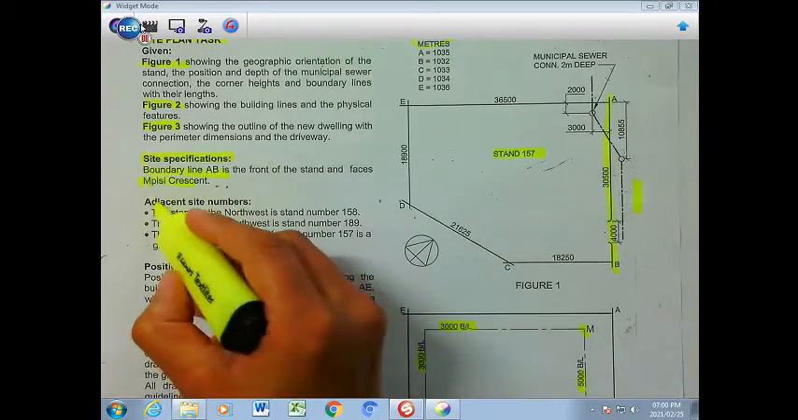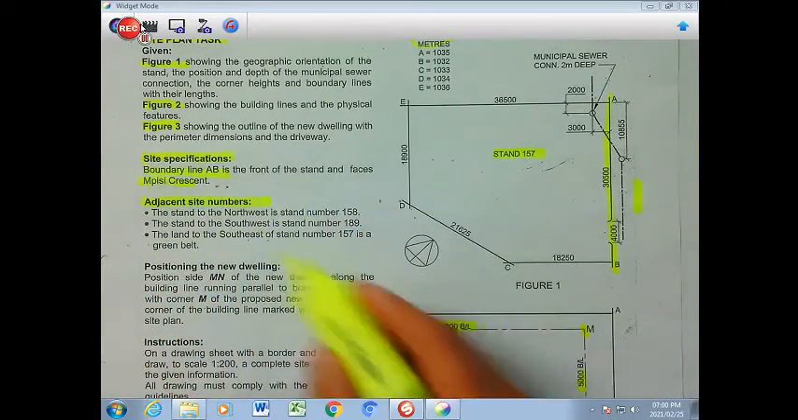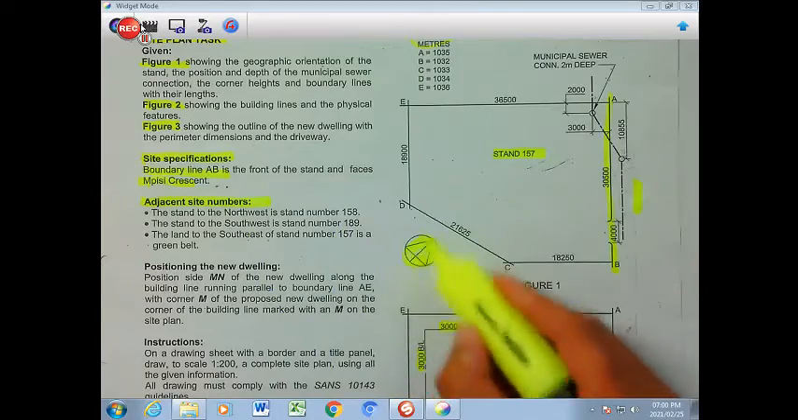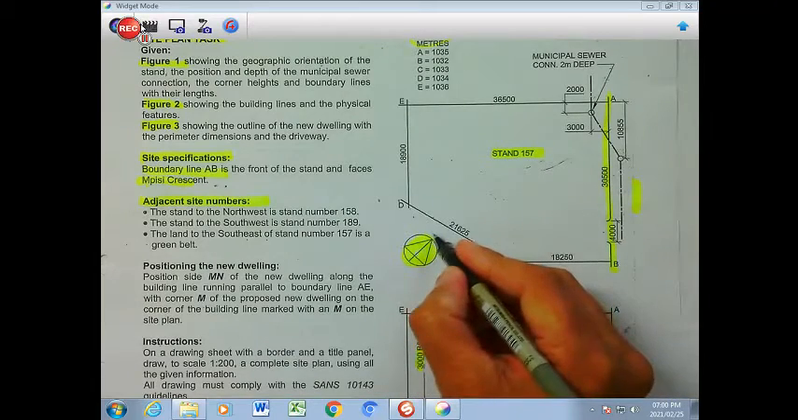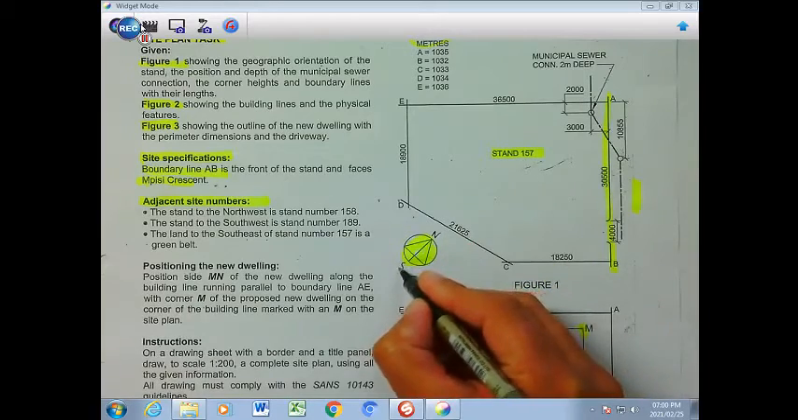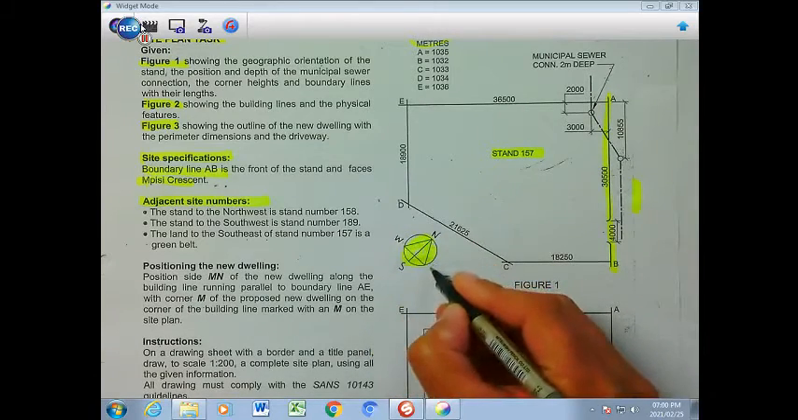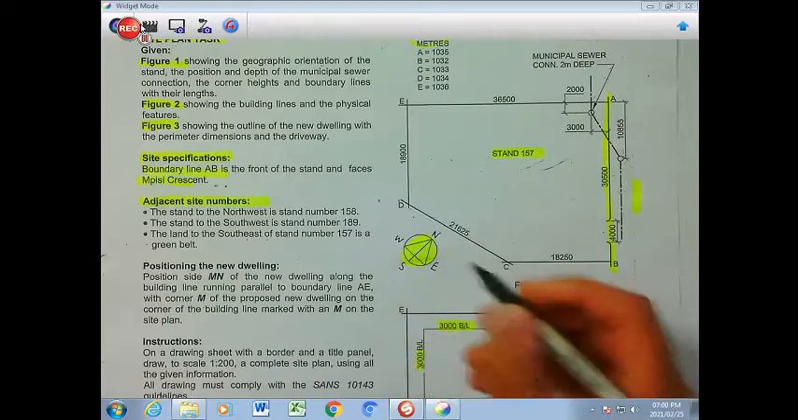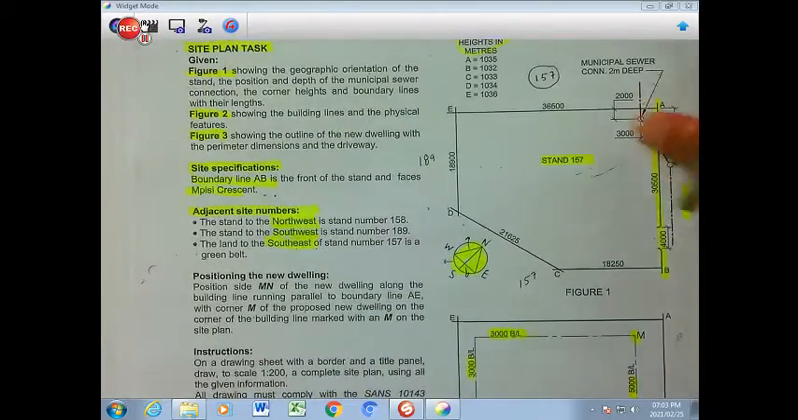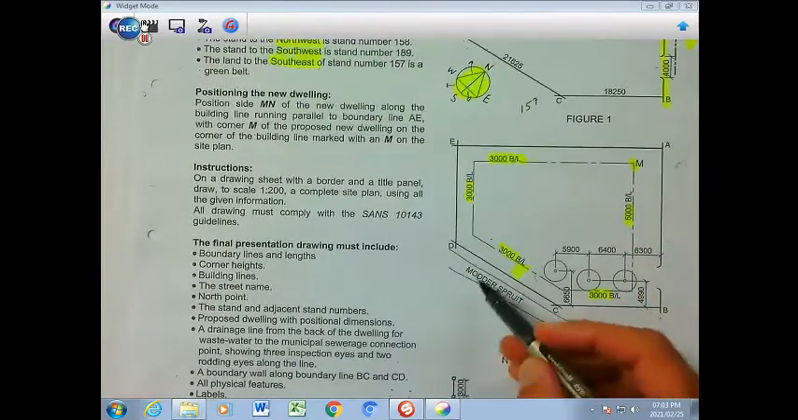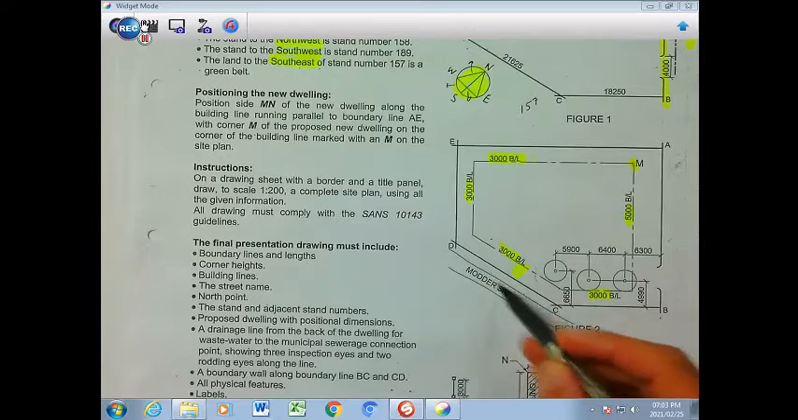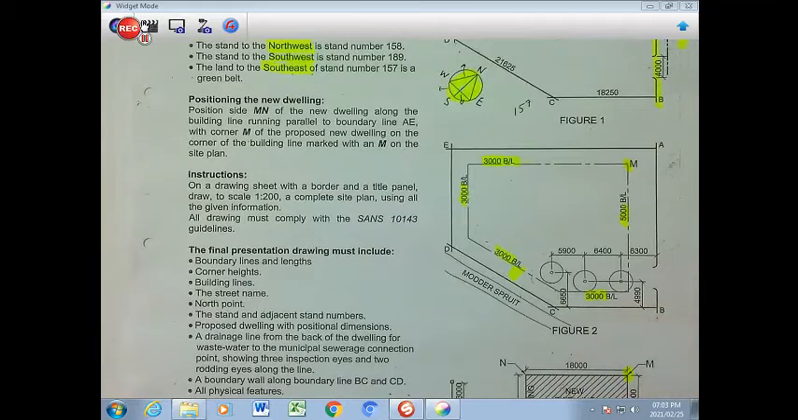Then we have some adjacent site numbers according to the north direction that we have here, and we need to determine that this is in fact north because the arrow points that way. This is south, this would be west, and that would be east. We also find that there is a water stream running here on the side, which is Modderspruit, so that needs to be indicated on the site plan as well.